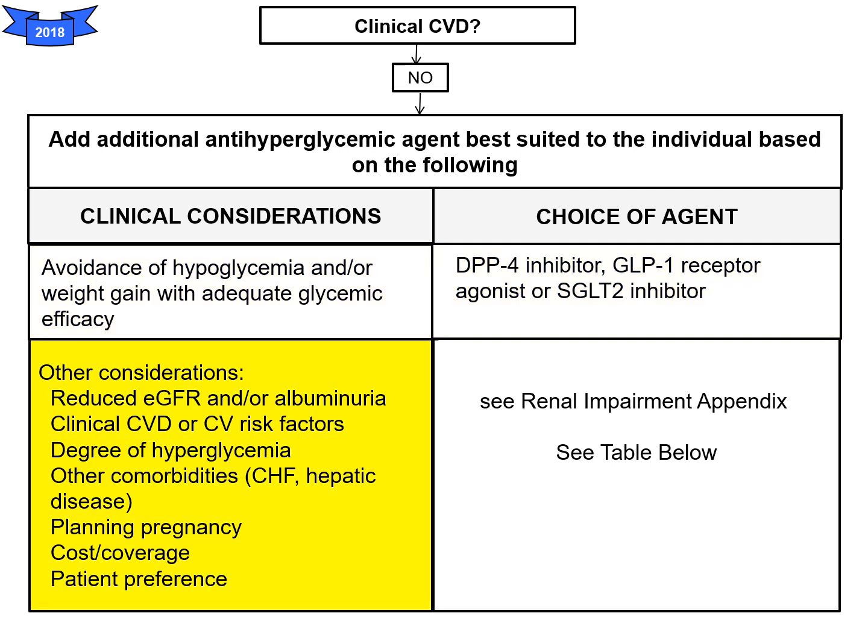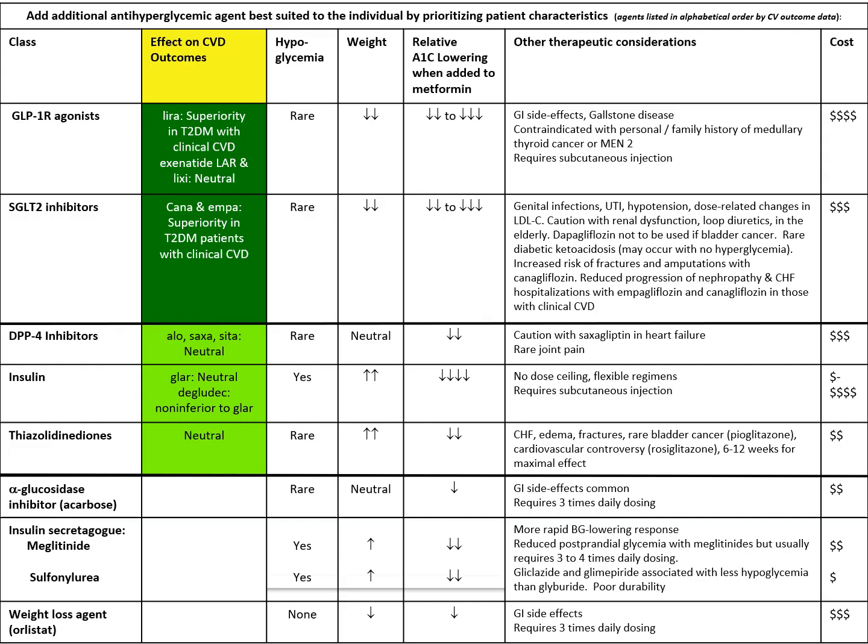These may include reduced eGFR and/or albuminuria, clinical cardiovascular disease or cardiovascular risk factors, degree of hyperglycemia, other comorbidities such as congestive heart failure or hepatic disease, planning pregnancy, cost, coverage, and patient preference. For patients with chronic kidney disease, an updated appendix called Therapeutic Considerations for Renal Impairment is helpful in selecting the next agent based on the stage of chronic kidney disease. For other groups of patients, the table outlined on the next slide is helpful.